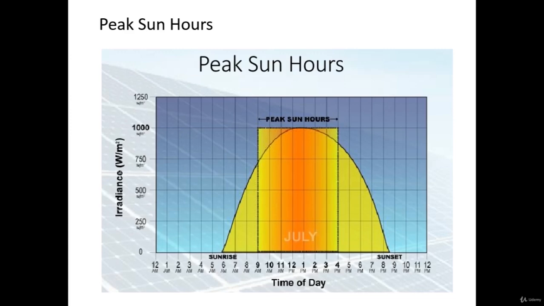Okay, as you see, from 9 to 4, this is the peak sun hour, which gives us 1000 watt per meter square. So we design the PV system on these hours, and we can get the peak sun hours for any location in the world by PV calculator website, and we will see it in the next videos.